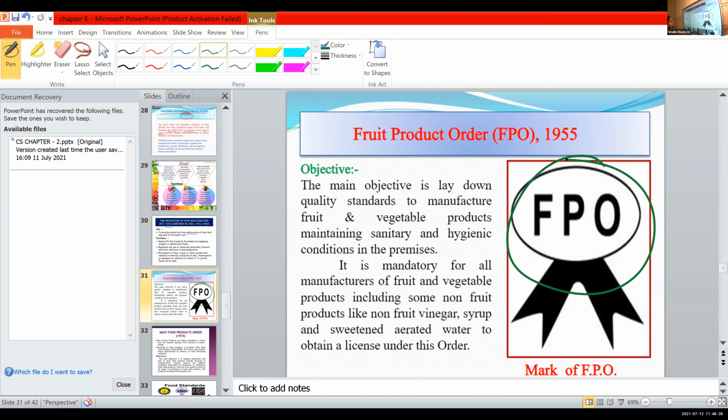Is that clear, Meghna? So the main objective is to lay down the quality standards to manufacture fruit and vegetable products, maintaining sanitary and hygiene conditions. So this FPO mark guarantees that the product was manufactured in a hygienic, food safe environment, and thus ensures that the product is fit for consumption. Clear?